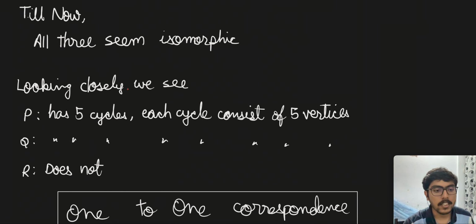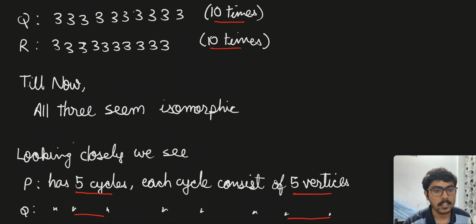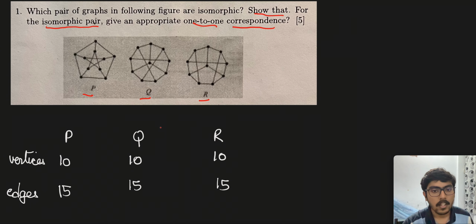P has 5 cycles, and each cycle consists of 5 vertices. Q also has 5 cycles and each cycle consists of 5 vertices, but R does not. Let's see why.